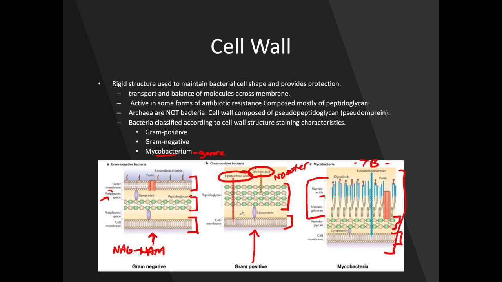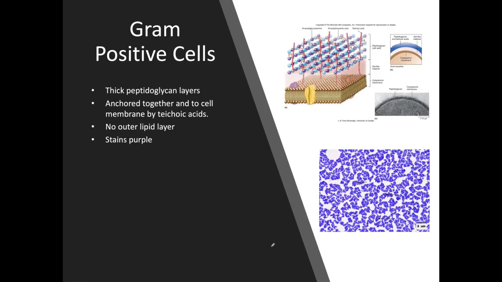So let's go into more detail, with some better diagrams of our gram-negative and gram-positive. So here's another diagram of a gram-positive cell. This is what gram-positive cells look like under the microscope here. Gram-positive cells stain a dark purple, and they have this very thick peptidoglycan layer.